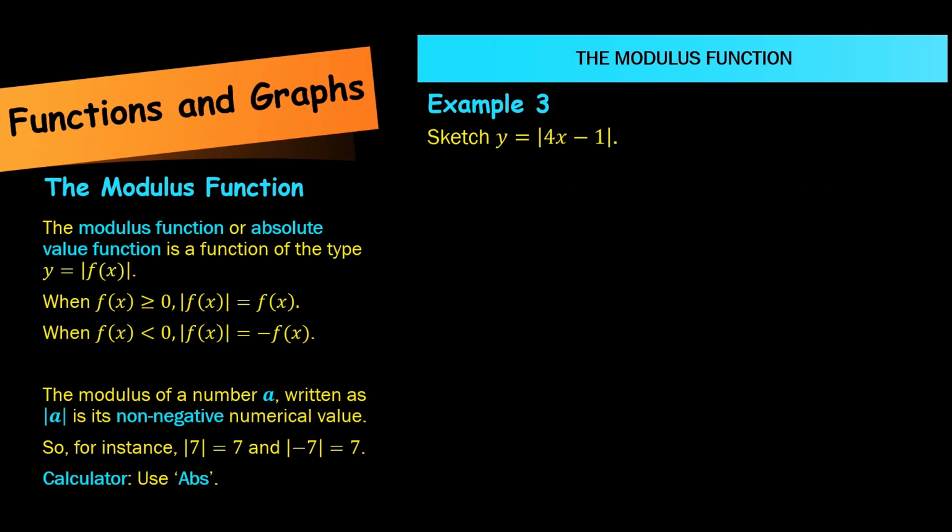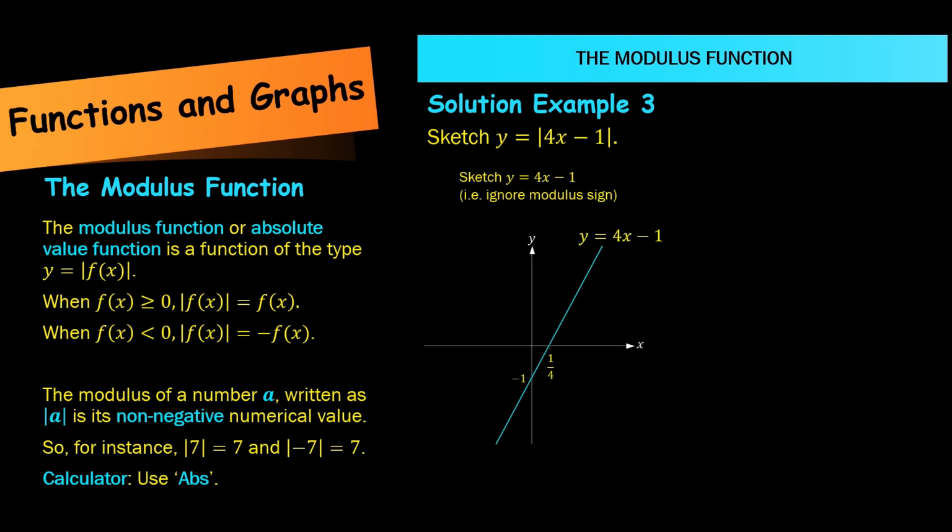Now let's sketch y equals mod 4x minus 1. Again, let's ignore the modulus sign and simply sketch y equals 4x minus 1 to give us this graph here.